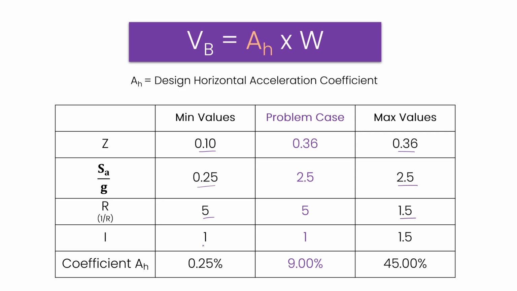The minimum value of importance factor is going to be 1 and the maximum which you just saw is 1.5. Getting these two values, we are able to find out the minimum values and the maximum values of AH. So this is going to be the minimum value of AH, which is 0.25% of the VB, which is almost negligible, and a maximum value of approximately 50% or half of the seismic load. So all in all, your AH will lie between 0.25 and 45. In our case, as you can see, the problem case, the value came out to be 9%. So I hope that makes everything about AH very clear.